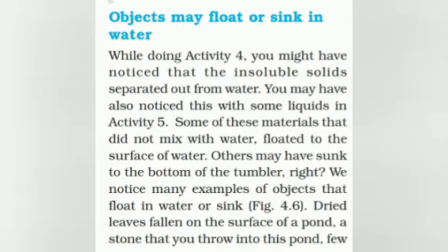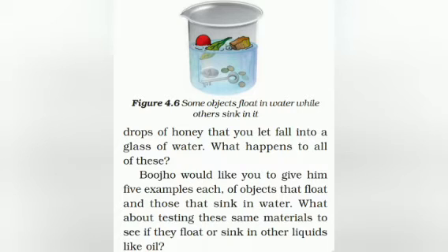So we noticed many examples of objects that float in water and also sink. Dried leaves fallen on the surface of the pond float, and the stone gets sunk in the water. The drops of honey that you let fall into the glass of water sink. What happened to all these objects? Bujo would like you to give him 5 examples each of objects that float and those that sink in water. You have to write 5 examples that float on water and 5 examples that sink in water.